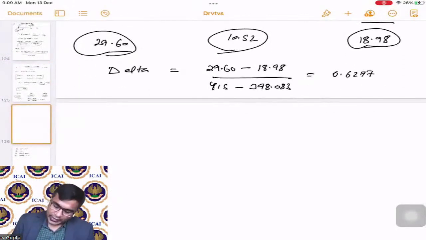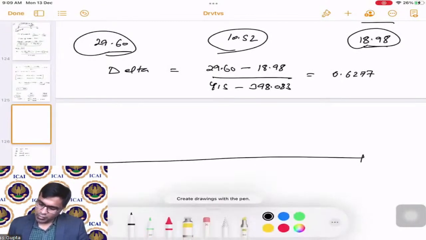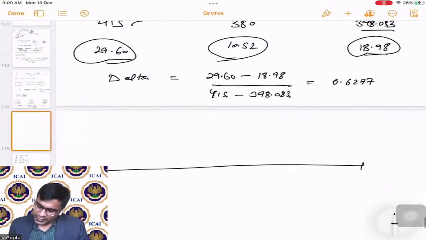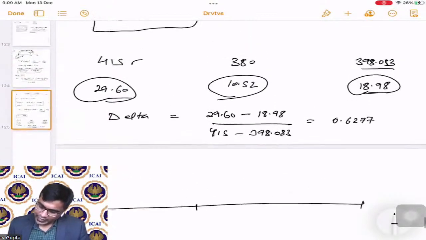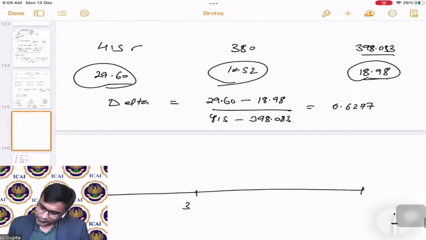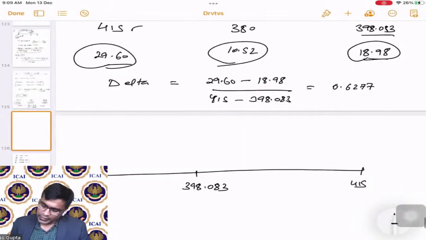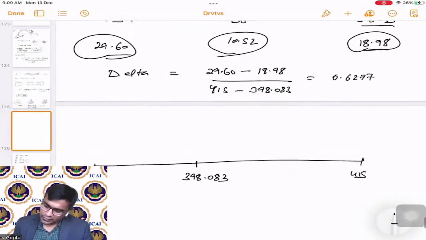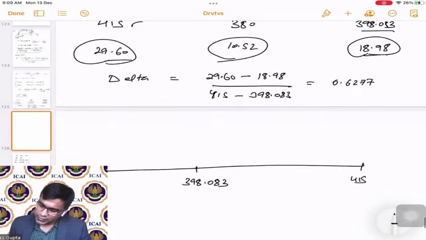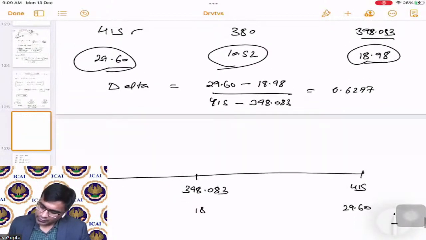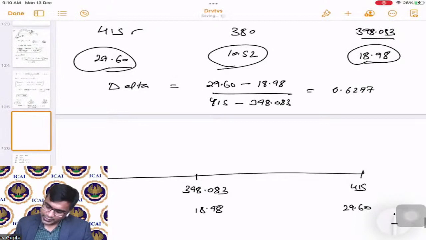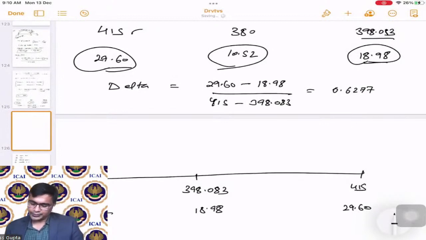So the delta, okay, let me plot the values here. The smallest spot price that we have is 380. And then we have 398. Then we have 415. Okay, this will look like this. And the value of call option is 29.6. 390 is 18.98. And it is 10.52.